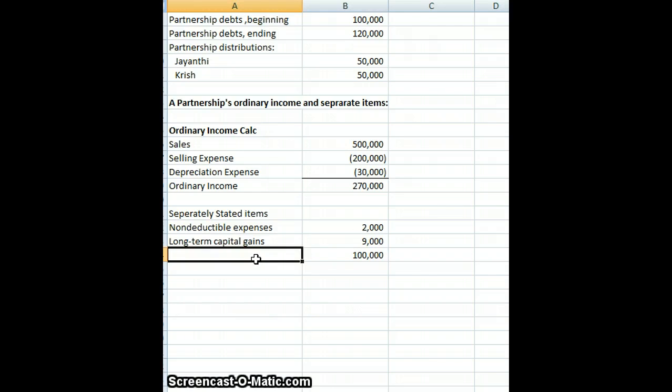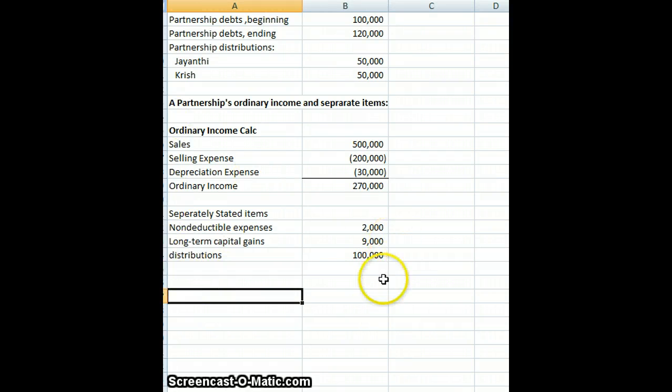Remember that our income calculation for partnerships is irrespective of the cash actually received. So basically, that's handled on an accrual basis. Even if we don't take a distribution, we are still going to be responsible for our share of ordinary income. So with that in mind, let's go on to part B, calculate Jayanthi's allocable share of partnership items.